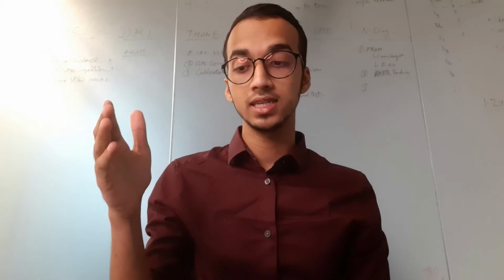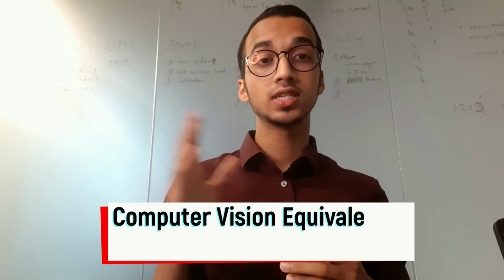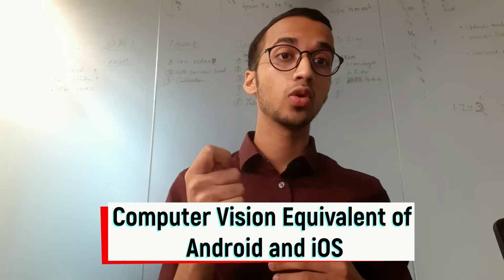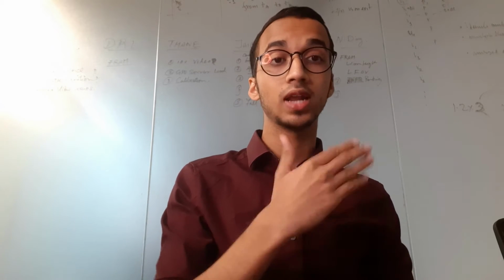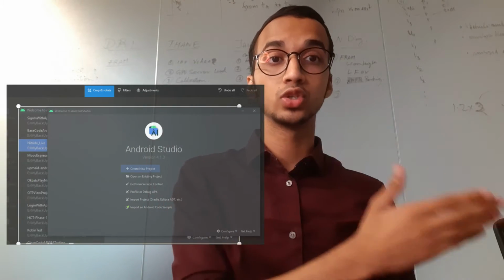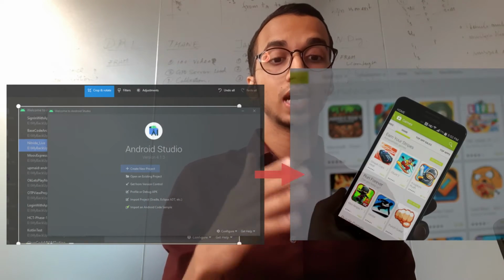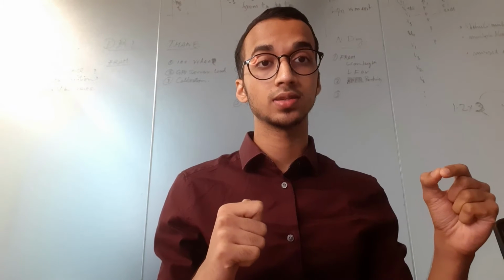Simply put, it is the computer vision equivalent of Android or iOS. So let's take Android for example. What does Android allow a developer to do? It allows you as a developer to build applications. It provides you development environments like Android Studio, which makes sure that whatever applications you build on that are compatible with all Android devices.